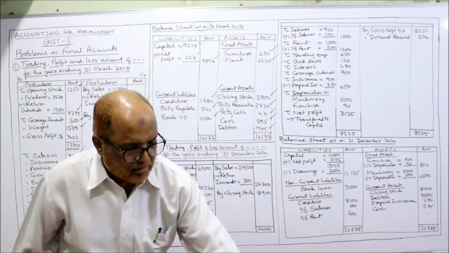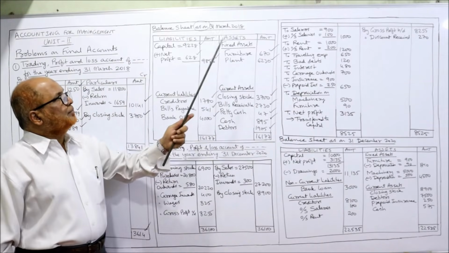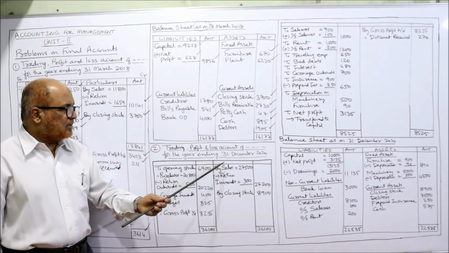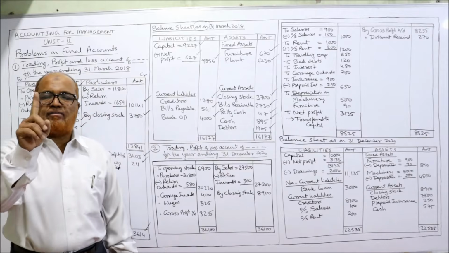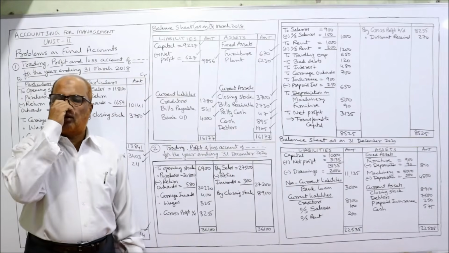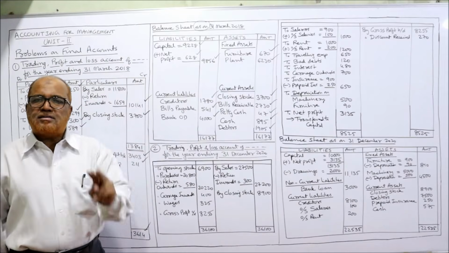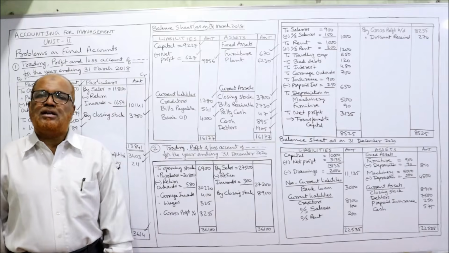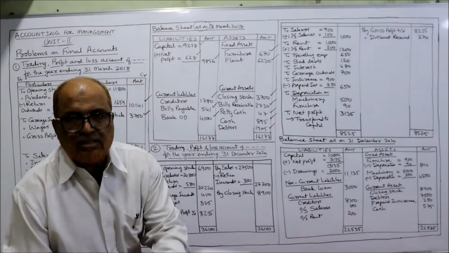Now let's begin the answer for this problem. First of all, trading and profit and loss account of, name not given, for the year ended 31st December 2020. So our year begins from 1st January 2020 and ends on 31st December 2020. Debit side, credit side. On the credit side, only two items: sales minus sales return, or return inward. Sales are given 27,500, you can see the problem.